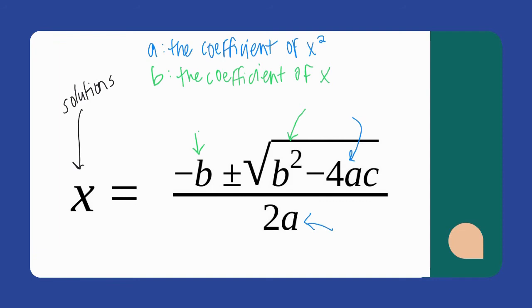And maybe you could have guessed this, but our c term, which we see right there in the formula, c is the constant term. So this will be the term without a variable. Okay, so we'll use each of these coefficients together to substitute into our formula and ultimately find our solutions. One last thing to point out about this formula is that right here we have a symbol that means plus or minus. And because we have this symbol here, that means we'll need to do this process of using the quadratic formula twice in order to have both of our solutions.